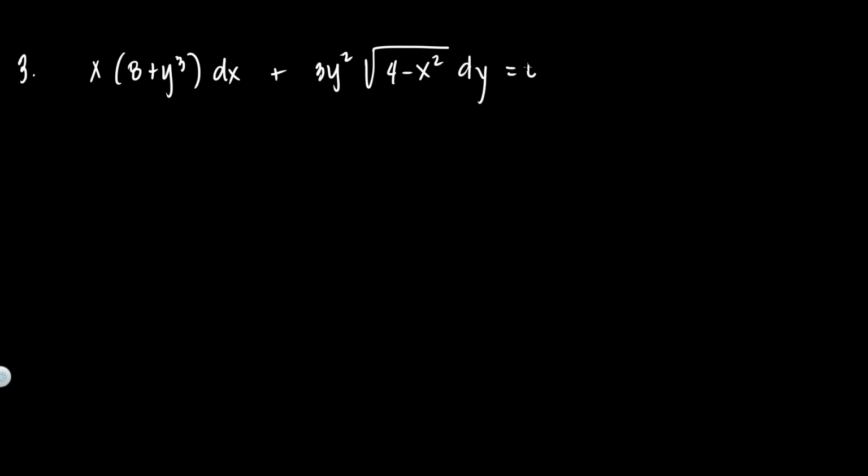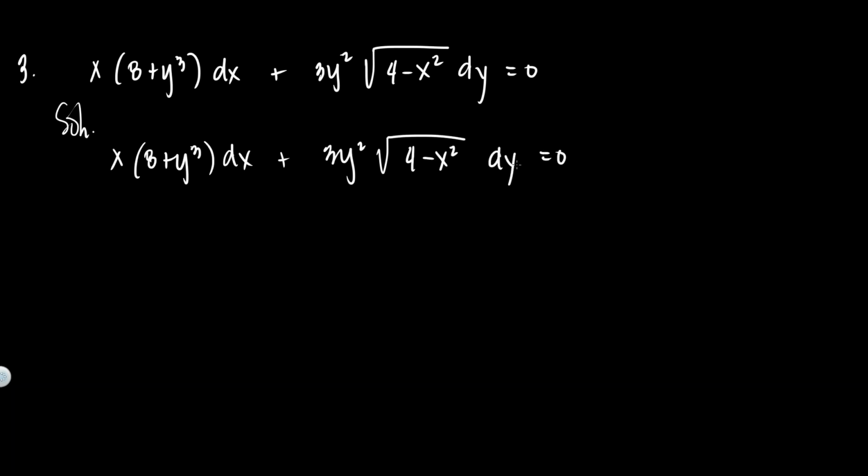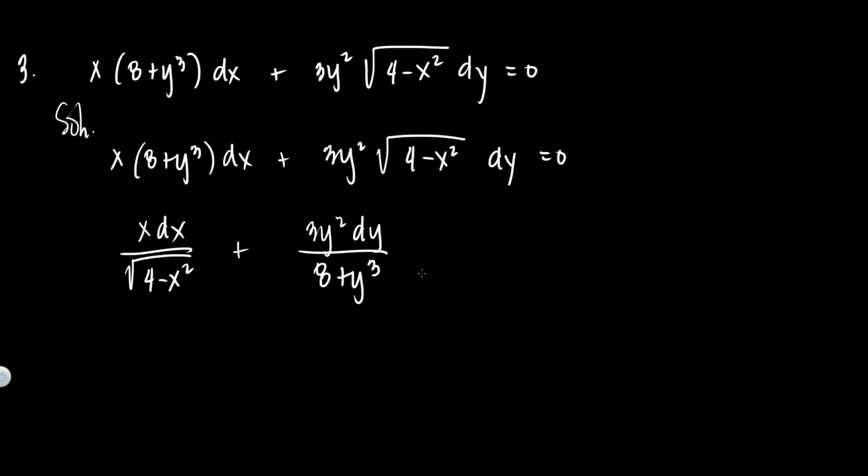Okay, number 3. x times 8 plus y cubed dx plus 3y squared times the square root of 4 minus x squared dy equals 0. Find the general solution. Copy mo na. Next is to separate the variables. So, we have x dx over the square root of 4 minus x squared plus 3y squared dy over 8 plus y cubed equals 0.